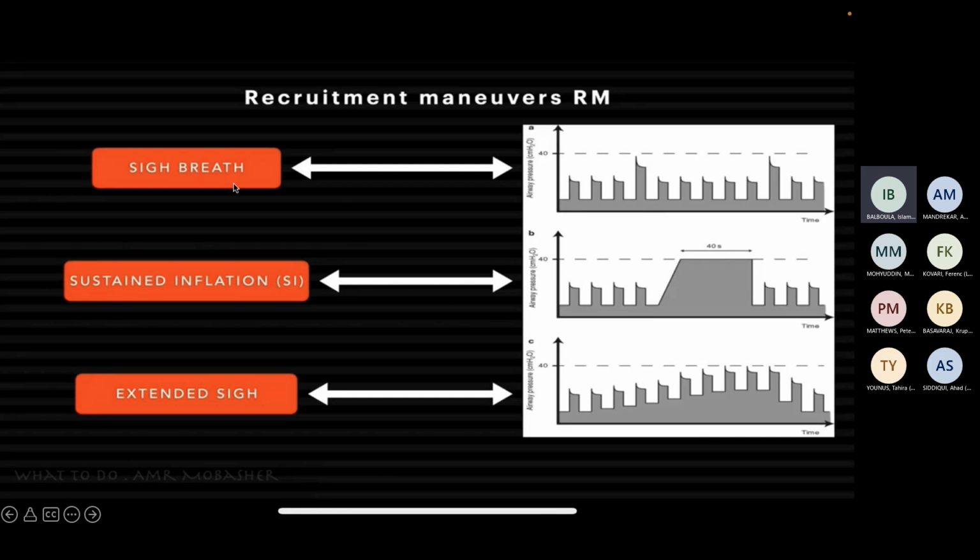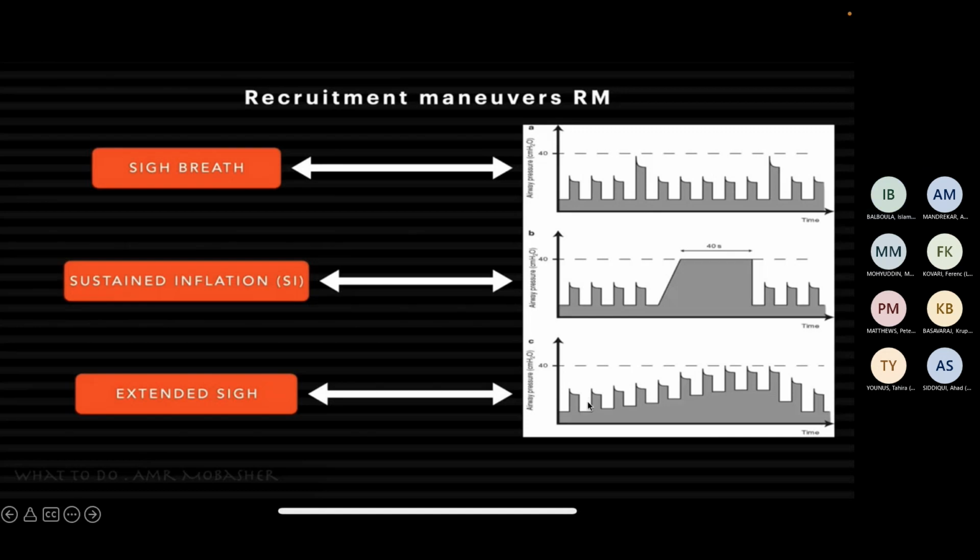Another method is called the sigh breath. This is the normal breath, and every 30 seconds we can put one sigh breath, which is higher in volume or higher in pressure according to the mode we are using. We can apply 3 consecutive sigh breaths every 30 seconds or every 1 minute, whatever you like. It looks like intermittent recruitment, not just a single trial for 40 seconds like the one before.